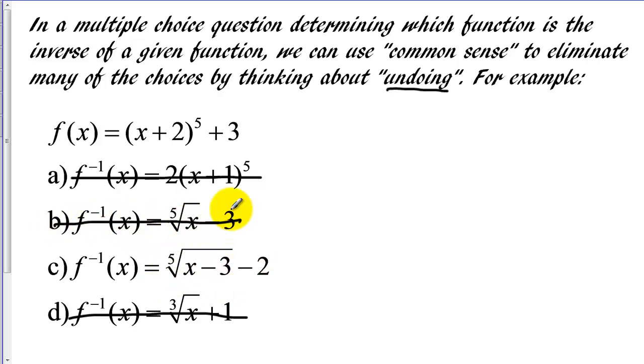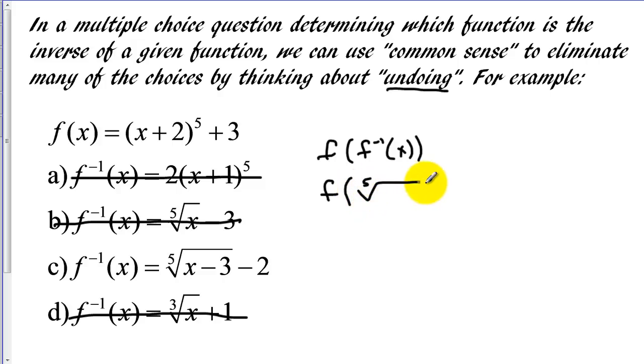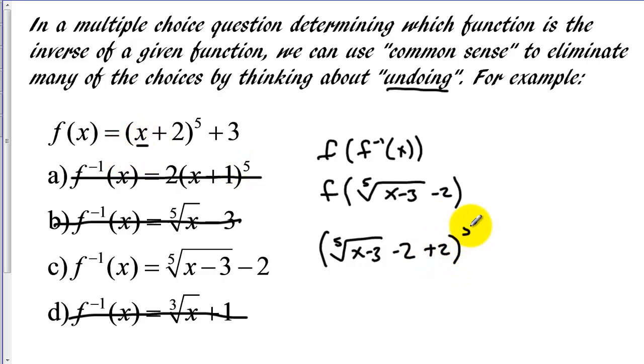Now if we wanted to verify that, we could evaluate f of f inverse. So that would be f of the fifth root of x minus 3, minus 2. Plug this into our f of x, so we're going to get the fifth root of x minus 3, minus 2, that went in for this x. Now we've got plus 2, raised to the 5th power, plus 3.